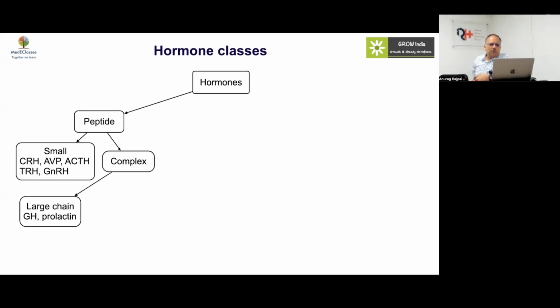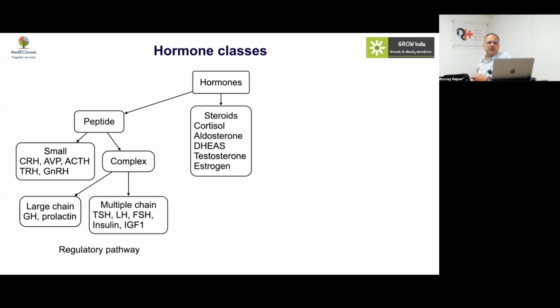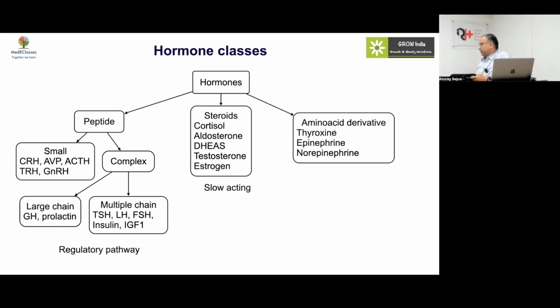But when you talk about complex ones, like growth hormone or prolactin, you will have large chains. You will have multiple chains like alpha and beta, like LH, FSH, HCG, TSH. Insulin has two chains, A and B, and then there is IGF-1. They usually have a regulatory effect. Steroid hormones, we all know, all the gonadal hormones, all the adrenal hormones are largely steroids, and they are usually slow acting because they act through the nuclear receptor, and they are regulating protein synthesis.